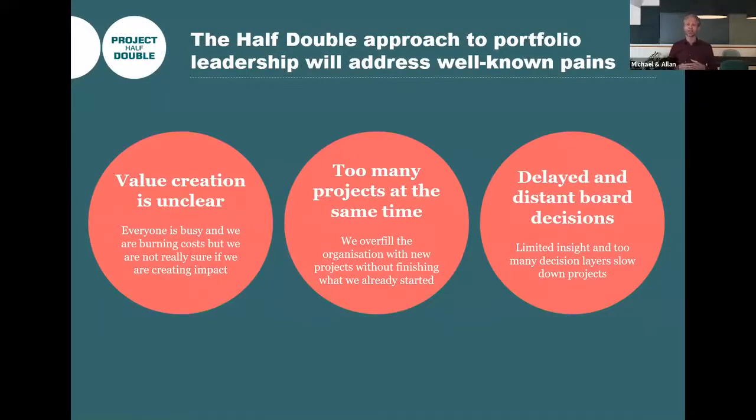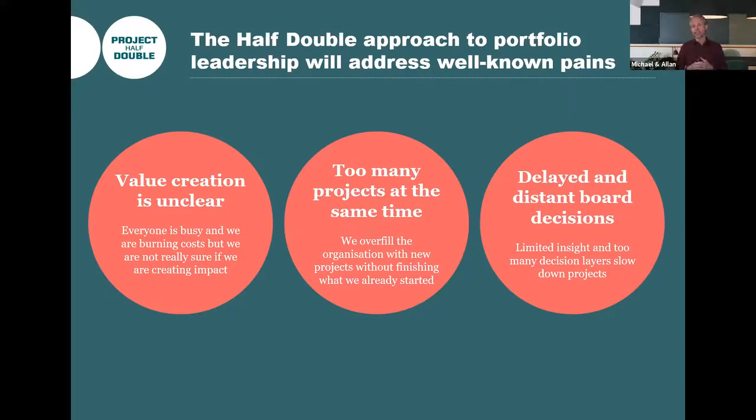And this is something that we realize when we consult companies trying to run portfolios. Some of the well-known pains that we see out there are the three bubbles that you see on the slide now. The first pain is that usually value creation would be pretty unclear in most portfolios. So it seems like everyone is busy and we are constantly burning off cost, but we are really not creating impact. That feeling that everyone is busy, but we're a little unsure about the actual value creation seems like a thing that most portfolio managers and leadership teams can recognize.